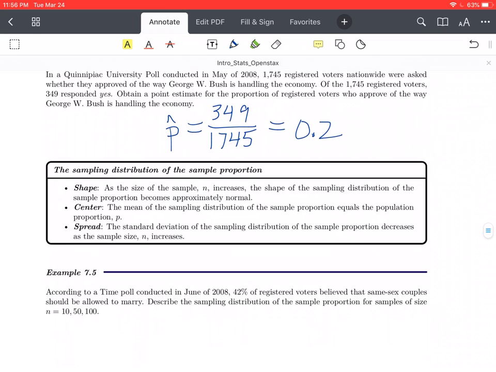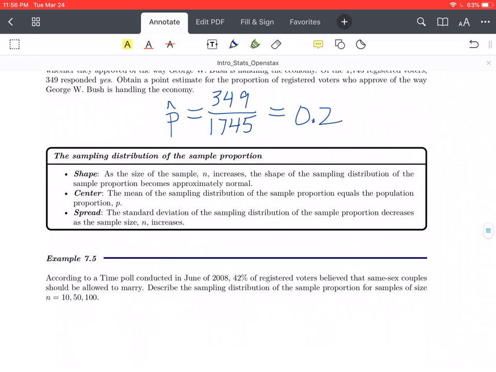So when we're looking at the sampling distribution of a sample proportion, there are three things that we're looking at. As with any normal curve, we're looking at its shape, its center, and its spread. So the shape, we're talking about the normality, the bell curve shape. So as n increases, the shape of the sampling distribution of the sample proportion becomes approximately normal. Just like the sample mean, which is good, we want it to be as normal as possible.